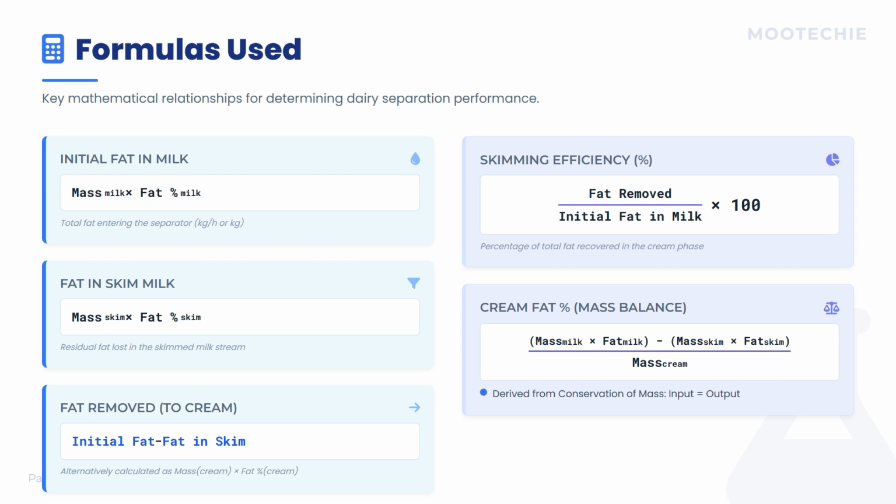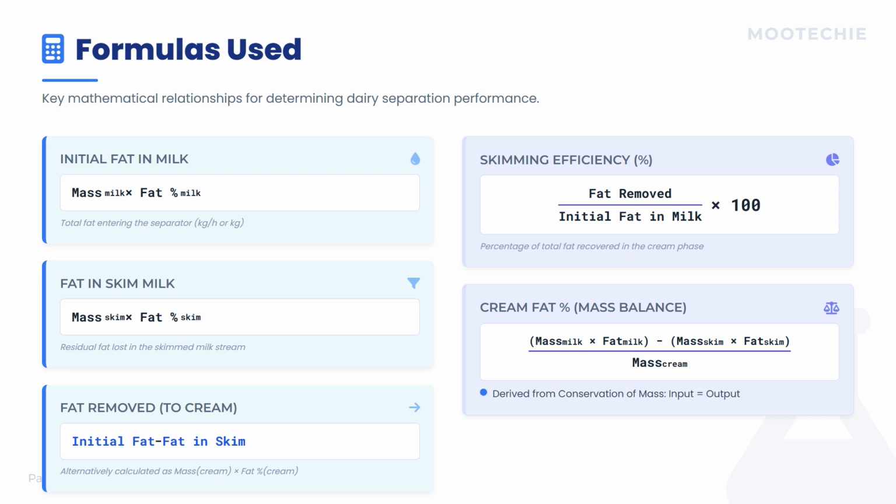And finally, we can calculate the cream fat percentage using a mass balance. You take the total fat from the milk, subtract the fat lost in the skim, and divide what's left by the mass of the cream you collected. This elegant formula comes straight from the principle of conservation of mass. What goes in must equal what comes out.